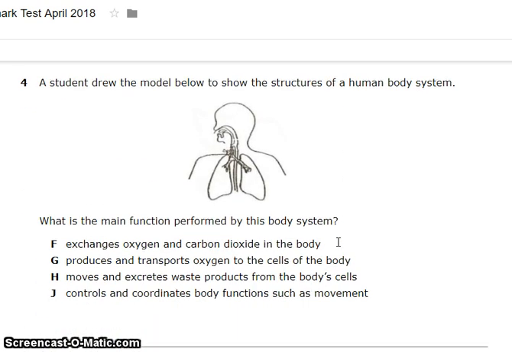Number 4. A student drew the model below to show the structures of a human body system. What is the main function performed by this body system? F. Exchanges oxygen and carbon dioxide in the body. G. Produces and transports oxygen to the cells of the body. H. Moves and excretes waste products from the body's cells. J. Controls and coordinates body functions such as movement.